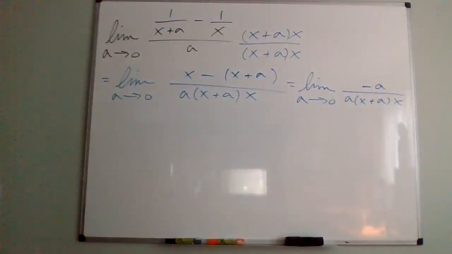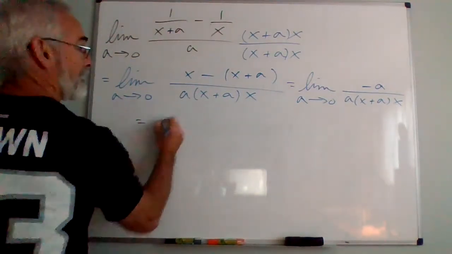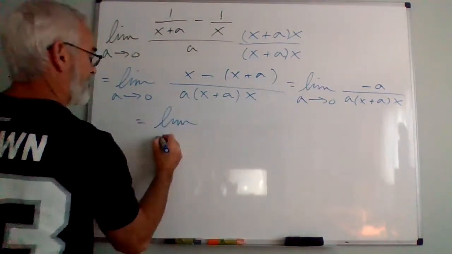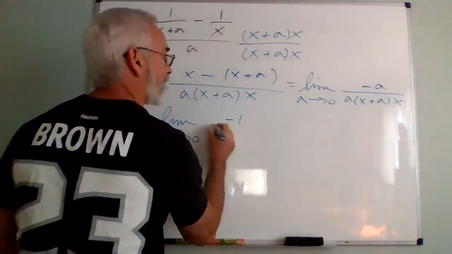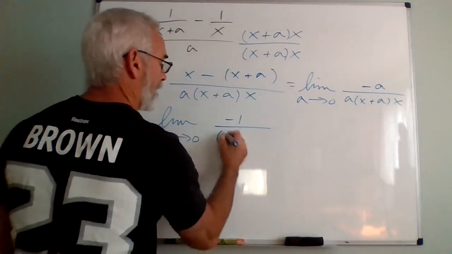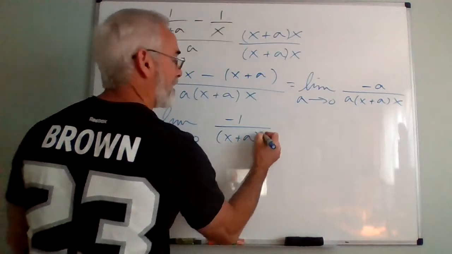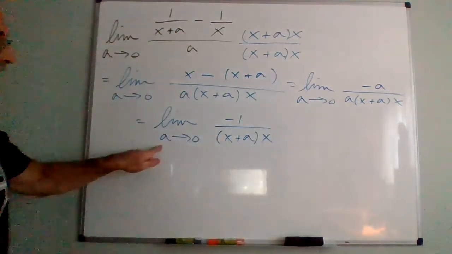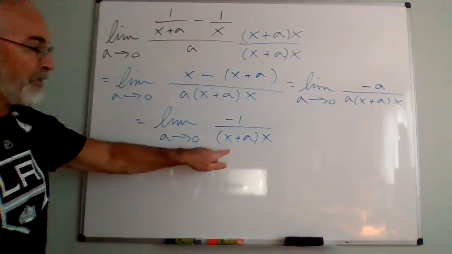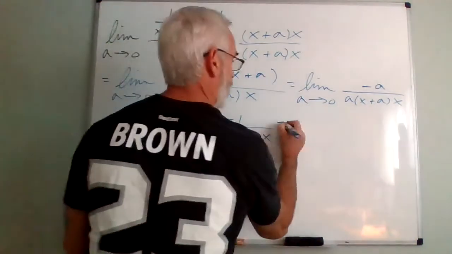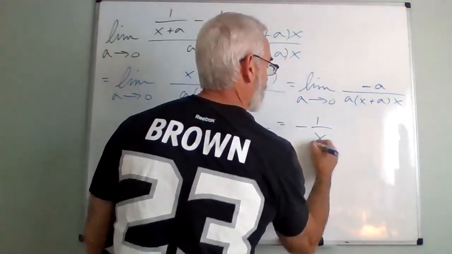A being the problem child here, and I can cancel the a's this time. So that leaves me the limit as a approaches 0 of -1 over x plus a times x. Now, as a approaches 0, this is not a problem. My denominator will approach x times x, and so my limit is -1 over x squared.